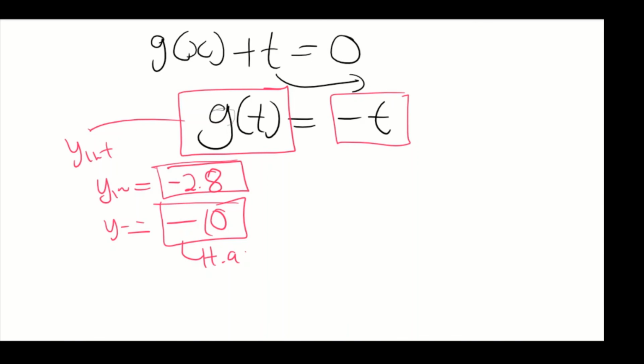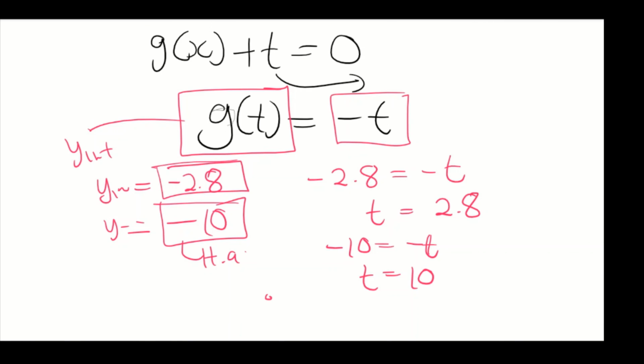So if we say g of t is actually equal to minus 2.8, which is equal to minus t, therefore t will be equal to 2.8, right? Or if you say minus 10 is equal to minus t, therefore t will be equal to 10. So basically our t, the element of t, lies between your 2.8 and your 10. So these are actually the values of t, 2.8 and 10.